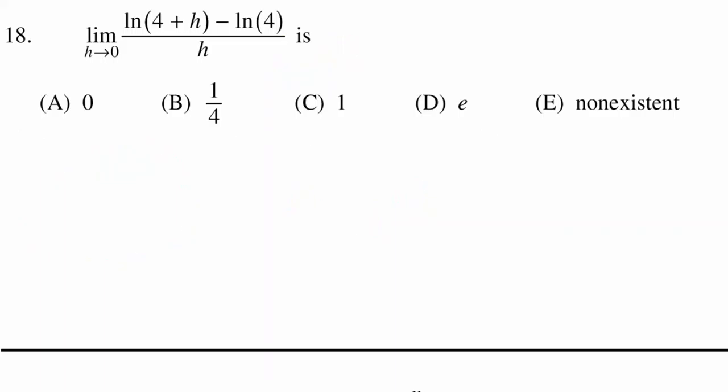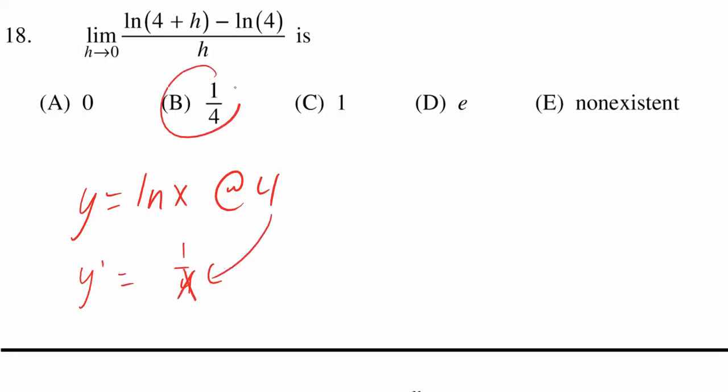Getting to number 18. I actually put this one on the board for the pre-calc kids when they were doing definition of the derivative, and they said, oh, isn't that just finding the derivative of natural log of x at 4? And I said, yes, it is. So we've got a couple options here. We could recognize that that is finding the derivative of the natural log of x at 4, and say the derivative of the natural log of x is 1 over x, which would then be 1 over 4.